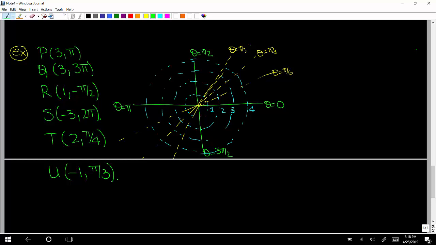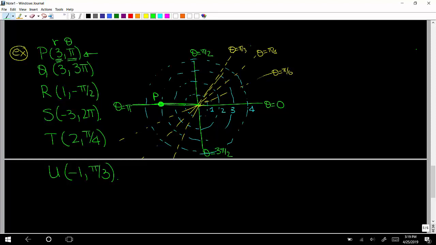Okay, so let's graph these. Let's take a look at P. Well, to graph P, remember this is r, this is theta. Start with the angle first and then go along the concentric circles till you get to 3. So pi means you're going 180 degrees, so we are here somewhere on this line. And then on that line, we're going to go 3 units from the pole. 1, 2, and 3. So this is point P.